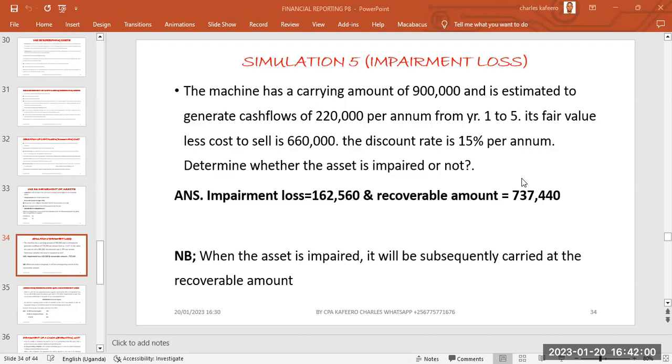Then the other item is the value in use, because they are saying it is the higher of the two. The two items, we have the fair value less cost to sell and the value in use. Value in use happens in a sense that if at all you are not going to sell this asset, if at all the asset is not going to be sold and you are going to use it in the business. So we are trying to look at what is going to be the amount we are going to be generating from the use of that asset.